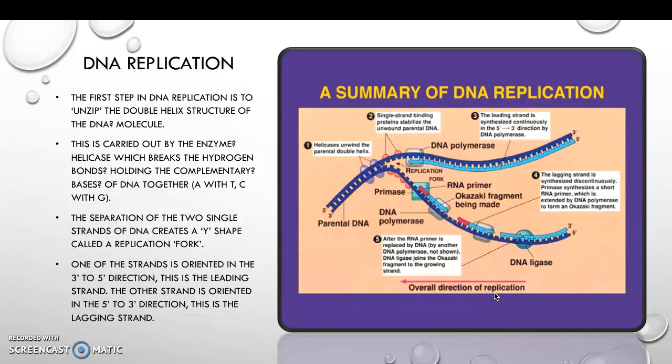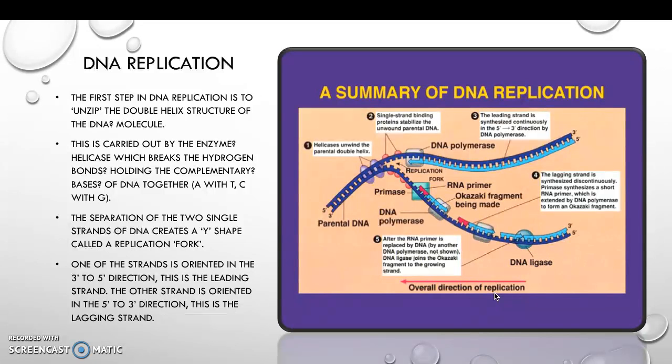The first step in DNA replication is to unzip the double helix structure of the DNA molecule as the hydrogen bonds between the bases are broken. This is carried out by the enzyme helicase, which breaks down the hydrogen bonds holding the complementary bases of DNA together, A with T, C with G.